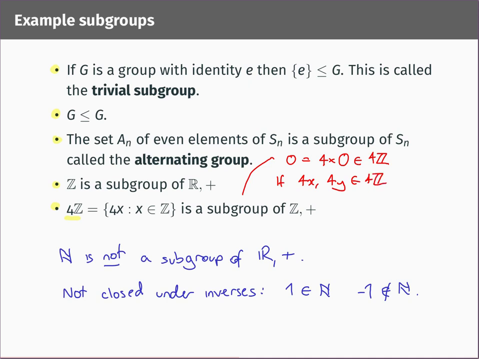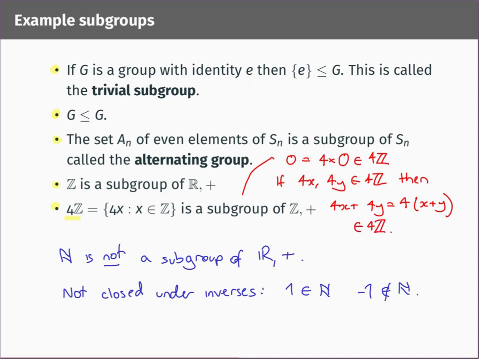Well then in this case, if we add them together, we can factor out the 4, and you get 4 times x plus y. Now x and y were integers, so x plus y is an integer, so this is 4 times an integer, so it's an element of 4Z.